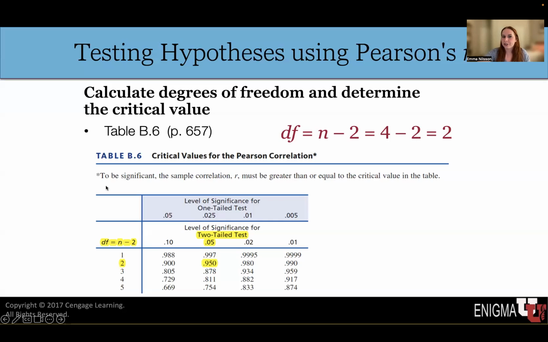So that's why this note is here. To be significant, the sample correlation R needs to be greater than or equal to the critical value that you get in this table. And we'll look more at that later. That was kind of confusing, but I'll show you an example of this later.